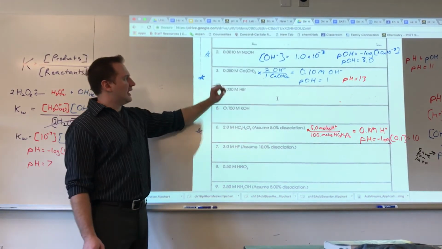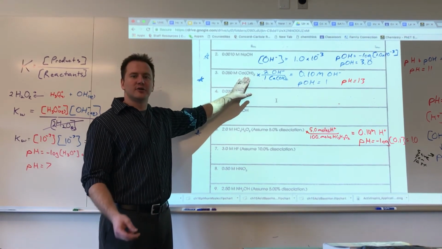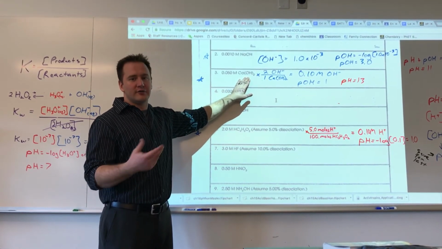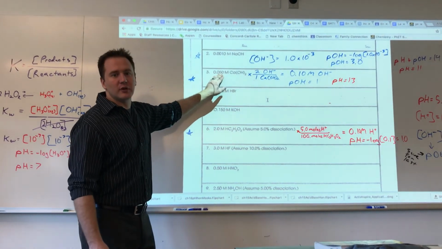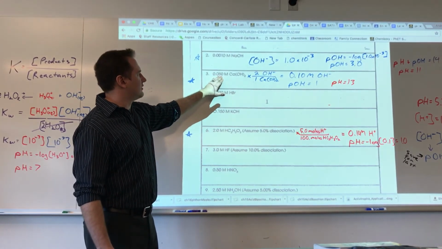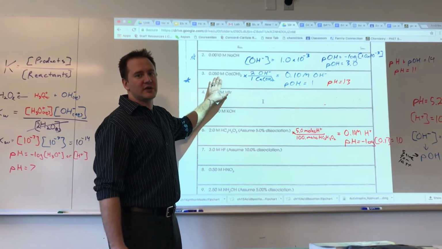The next problem adds one new layer of difficulty in that the calcium hydroxide contributes 2 hydroxide ions for every formula unit of calcium hydroxide you have. So you basically have to take the molarity, and its effective concentration of hydroxide ions is going to be double what your concentration of calcium hydroxide is.